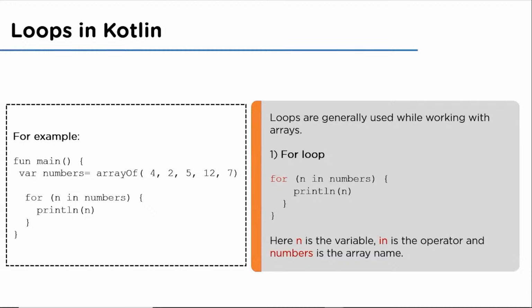In the Kotlin language, the for loop is a bit different to that in Java. In this for loop, we use a variable, the in operator and the array name to display the elements of the array. For example, as you can see in the example, there is an array with elements 4, 2, 5, 12, 7, and using the for loop, we are displaying the elements of the array. Here n is the variable, in is the operator, and numbers is the array name. Loops are also used to iterate through ranges, which we will discuss later. Now, let's understand while loop and do while loop.